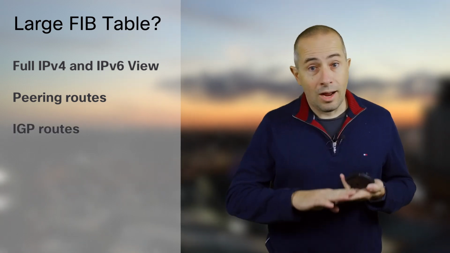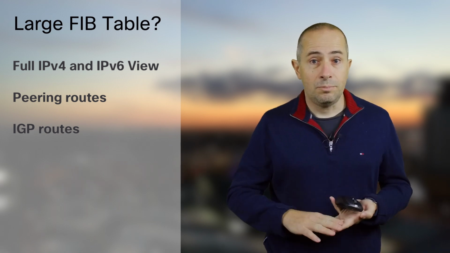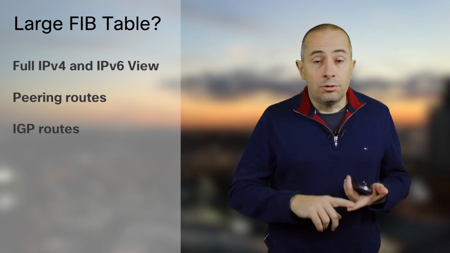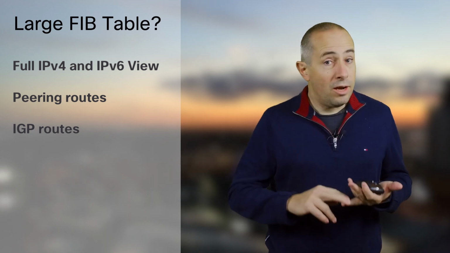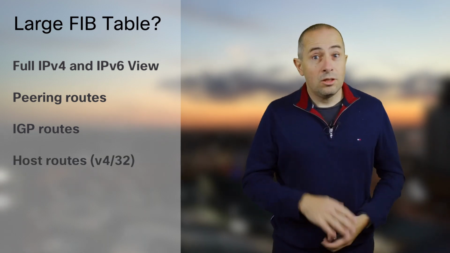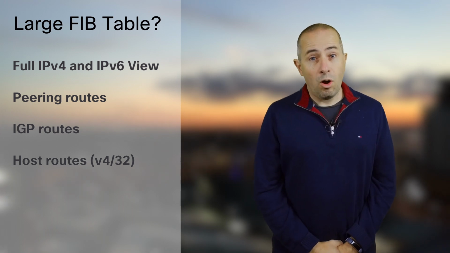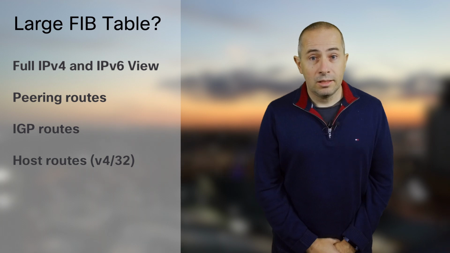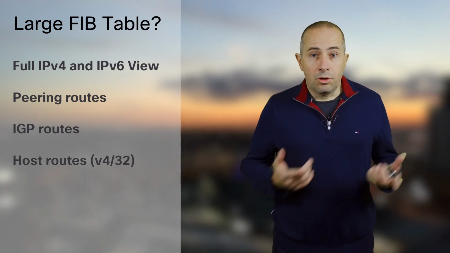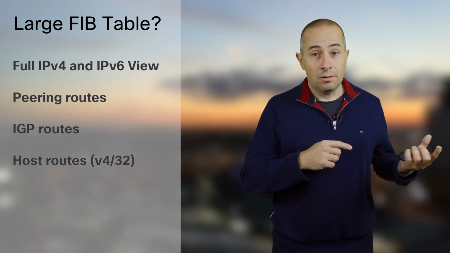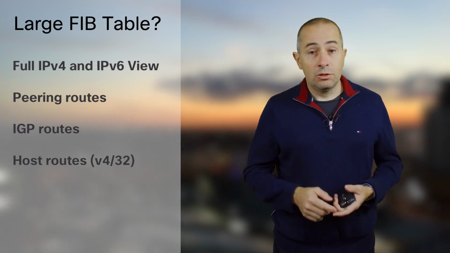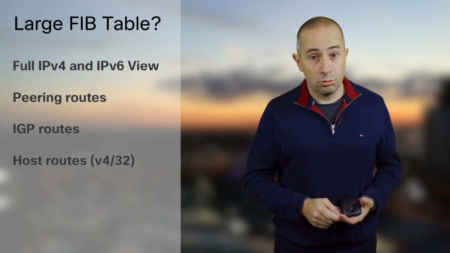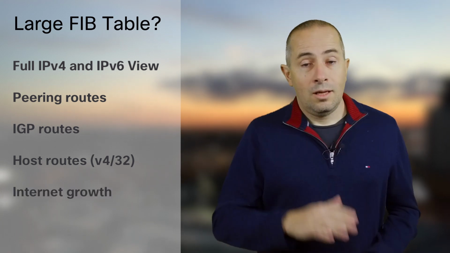Third, you have your IGP routes, ISIS and OSPF. It will depend on the size of your network, the number of routers and links you have, the way you manage your areas. Fourth, it's not unusual to see a lot of host routes in the network. They are advertised by DDoS mitigation systems, or they are present because you are doing a lot of virtual machine migration. And I've seen networks with multiple times hundreds of thousands of /32 routes in the table.